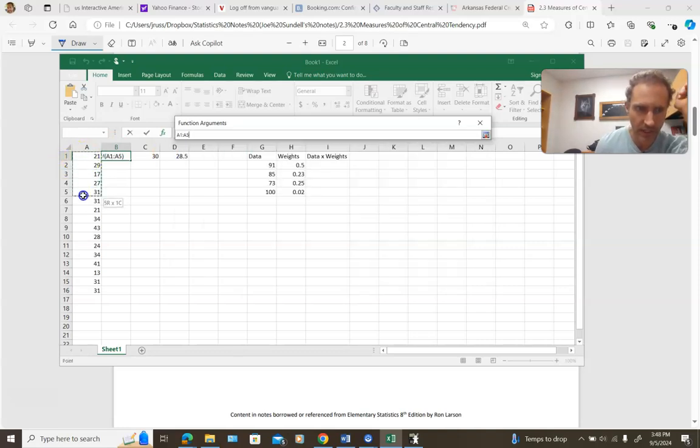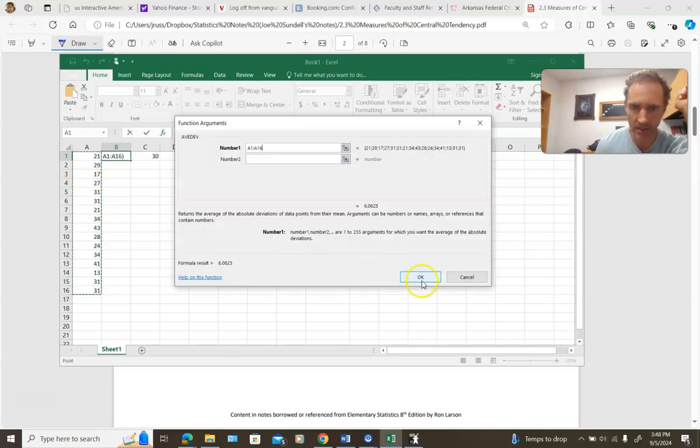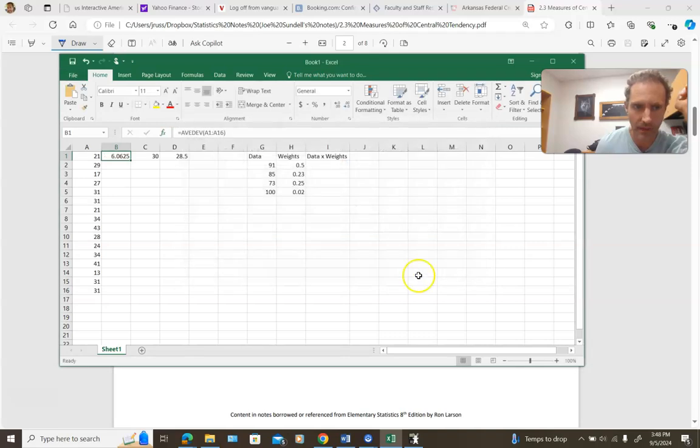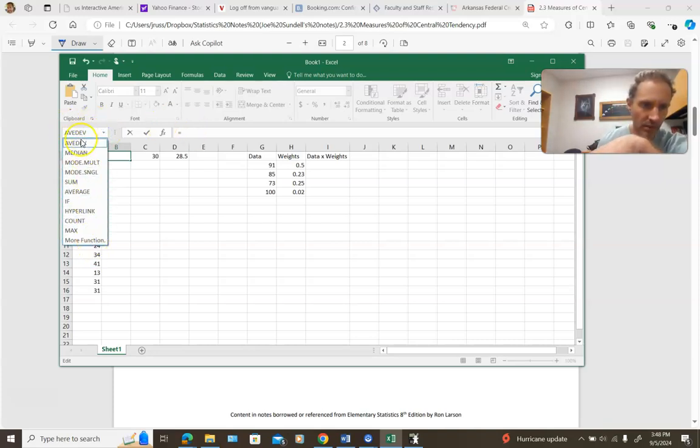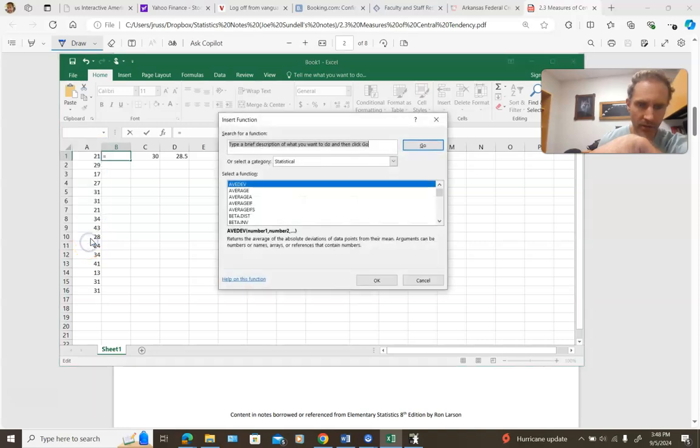Now I can drag from that top data cell down to the bottom data cell. I can click OK. Well, this one's not what I wanted. Let me try this again. I hit equals. Now come over here, and you can click on more functions. And since I've got statistical selected, I can scroll up and down through here.